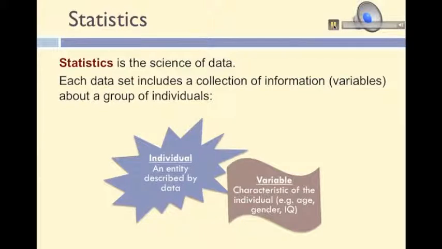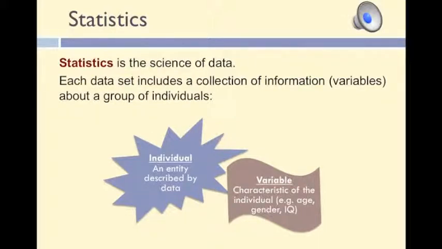In any research project, after selecting the sample and choosing a data collection method, we proceed with the data collection process. And what we obtain is a collection or a body of information about the group of individuals in the sample. We usually call this a data set. Each data set includes a set of individuals along with the information collected about each individual.